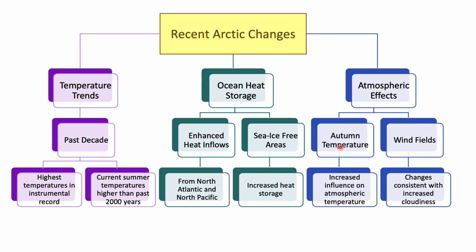So how does it affect? Basically, the autumn temperatures are affected. That means the influence of atmospheric temperature increases. Because of the Arctic amplification, the gases are getting warmed up. The surface air temperature increases, which increases the atmospheric temperature also. And wind fields are also getting affected. That means it changes, consistent with the increased cloudiness. So both the wind direction and the wind movement are affected because of the change in atmospheric temperature in the Arctic region.